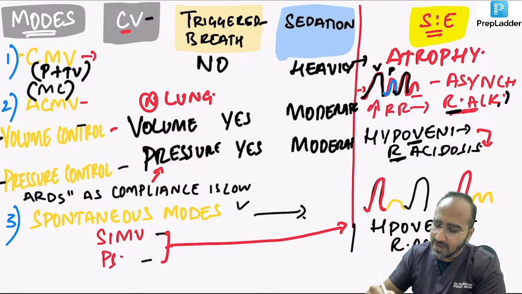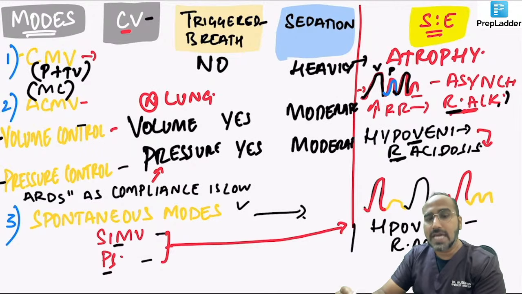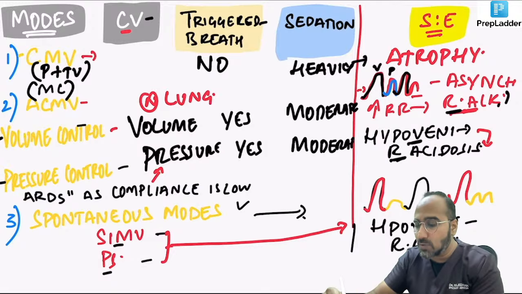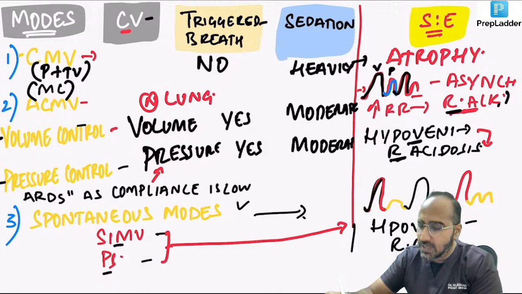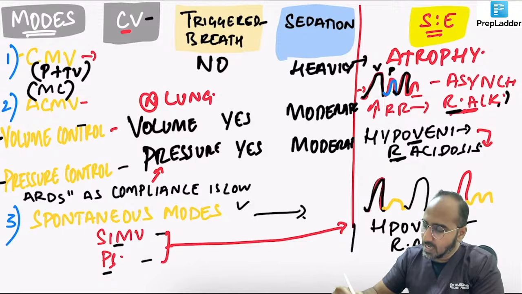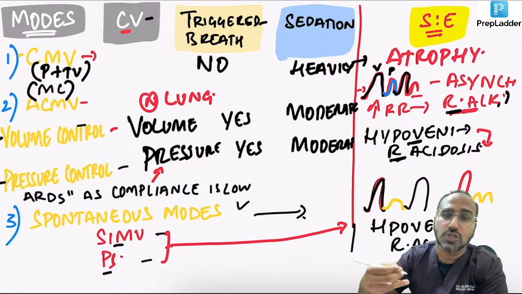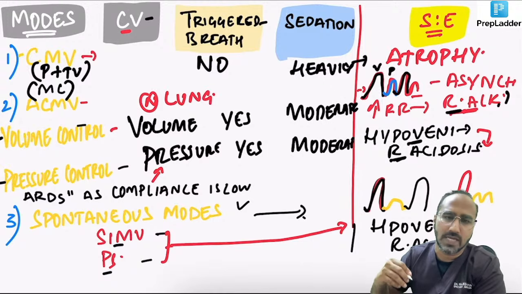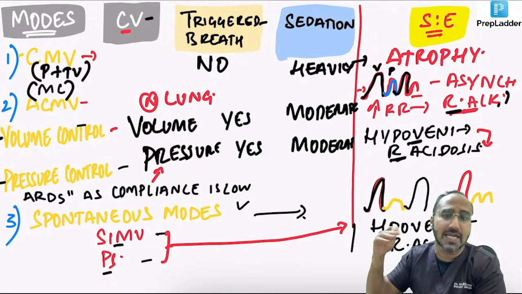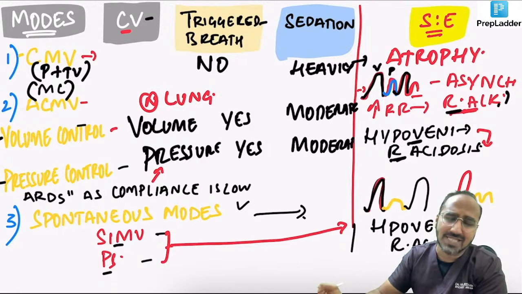In spontaneous, we have SIMV and pressure support mode. SIMV mode, remember guys, means what? In SIMV mode, the ventilator delivers a good amount of breath to the patient and then the patient takes a small breath. We are giving the patient a chance to breathe. There is no control variable in SIMV mode. Trigger breathing, yes, you are totally allowing it. How is the sedation? Very low sedation or no sedation is required in SIMV mode.